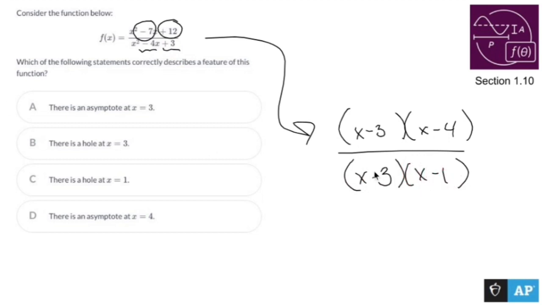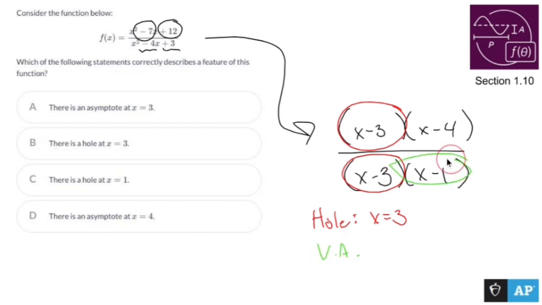A hole exists when you have a factor in the denominator that's the exact same as a factor in the top. So a hole exists at the number that makes that factor 0, and 3 minus 3 is 0, so the hole happens when x is 3. A vertical asymptote exists when you have a factor on the bottom that is not repeated up top, and whatever number makes that factor on the bottom 0 is going to be my vertical asymptote, so x is 1.